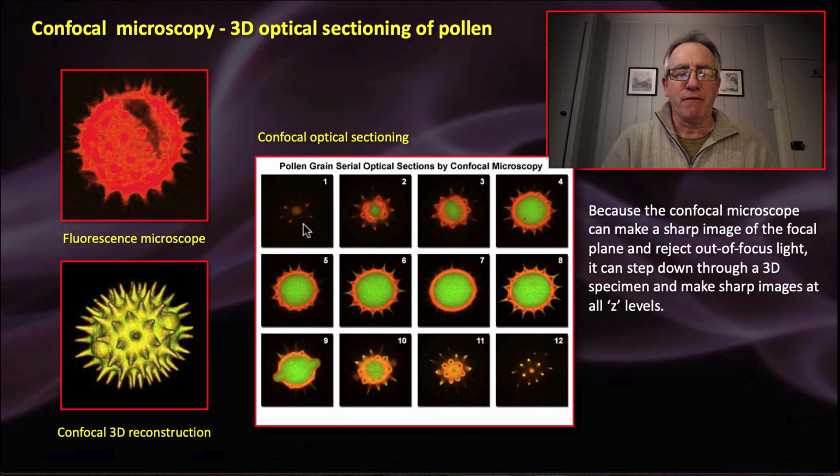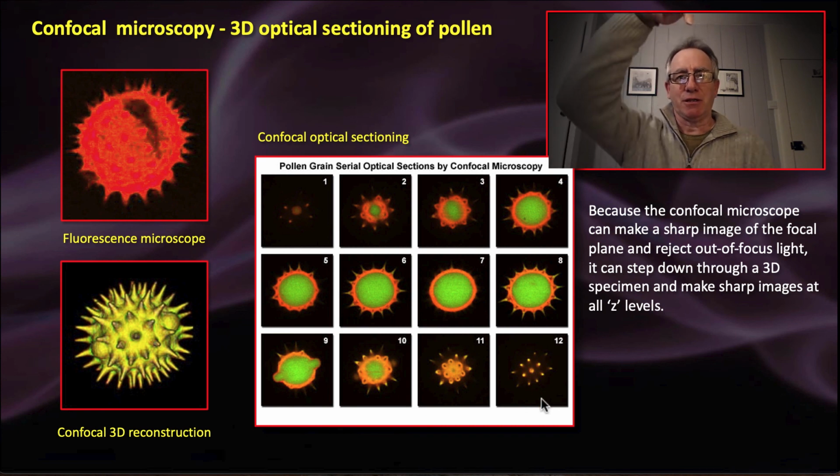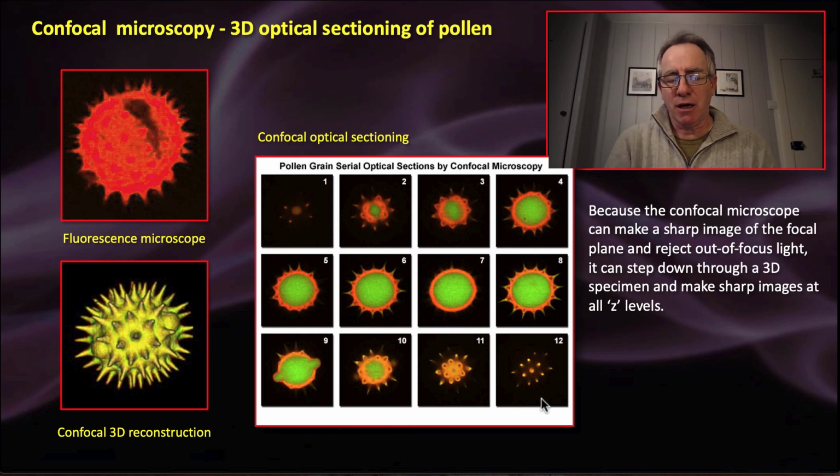You can go up above the pollen grain and you can make a picture. You don't see any of the stuff down below. You can step down a little bit, step down, keep stepping down all the way through the pollen grain and make what's called an axial series going down through your specimen. In confocal microscopy talk, we call that a Z series.